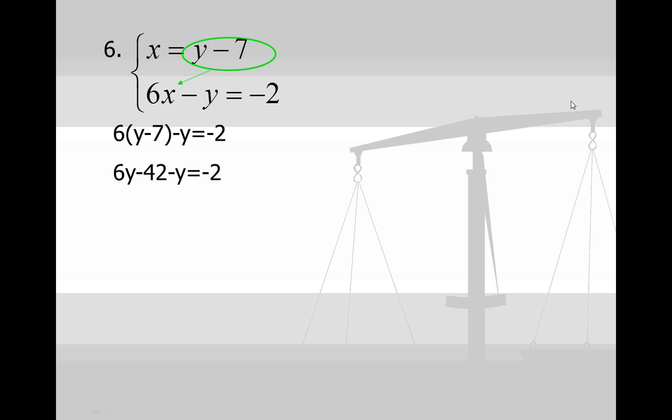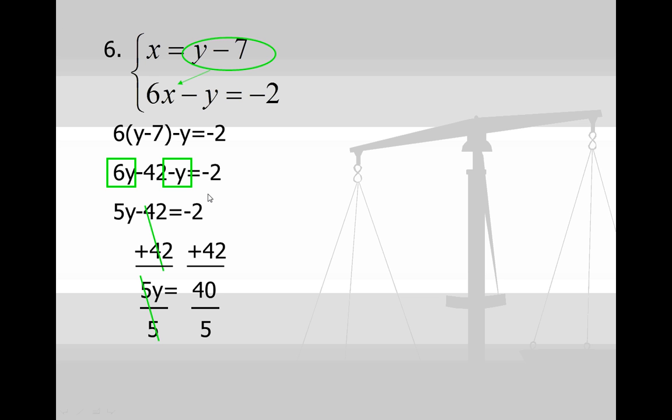Now, how in the world do we get 6y - 42? Well, 6 times y is 6y. 6 times -7 is -42. Then you just put the rest of the equation: minus y equals -2. Put your y's together, and now I've got 5y - 42. And add 42 to each side. 5y = 40. y = 8.